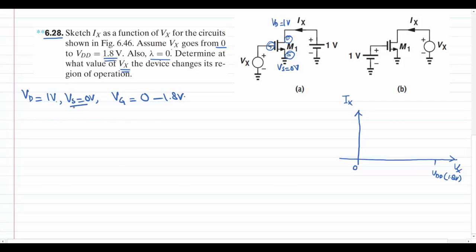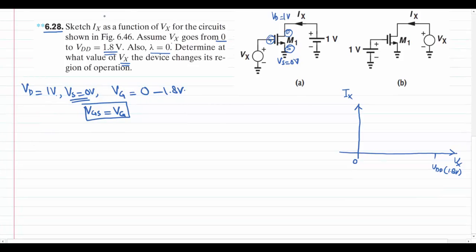Now that Vs is 0 volt, therefore Vgs is equal to Vg, because Vgs is Vg minus Vs, and because Vs is 0, therefore Vgs is actually Vg. So when I vary Vg from 0 to 1.8, I am actually varying Vgs from 0 to 1.8. Here remember that the VTH is given at the start of the problems, which is 0.4 volts.